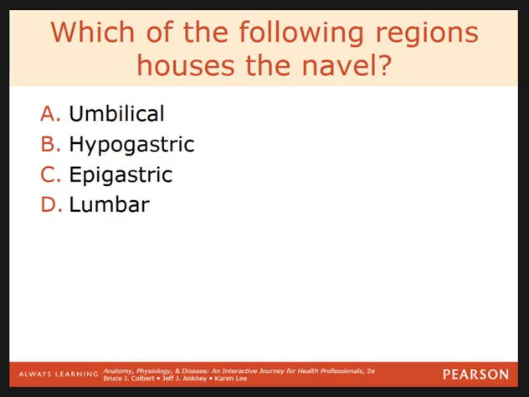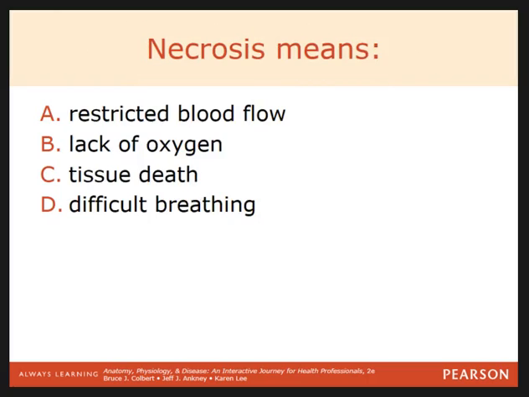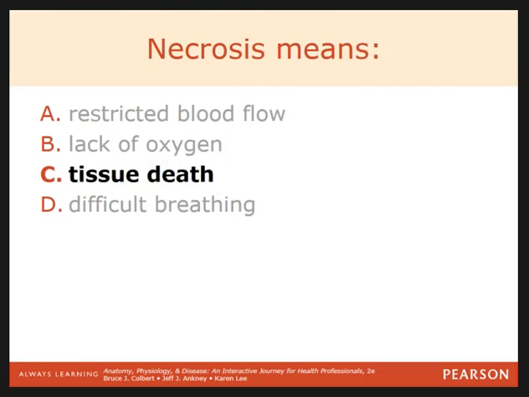Which of the following regions houses the navel? That would be the umbilical region. That's where the umbilical cord is connected at the navel or the belly button. Necrosis means? Necrosis is tissue death. Often necrosis occurs as a result of restricted blood flow, resulting in a lack of oxygen to tissue. And when it doesn't get enough of those nutrients, the tissue begins to die off.